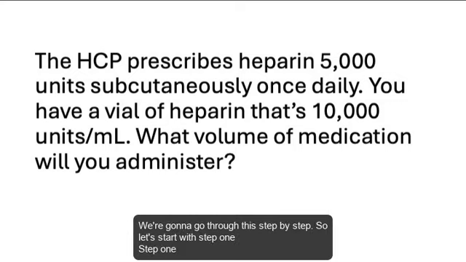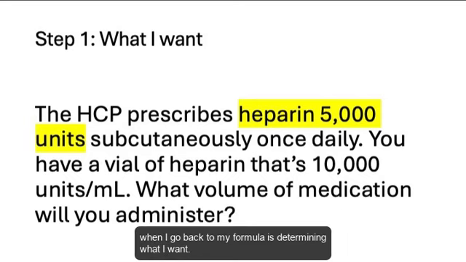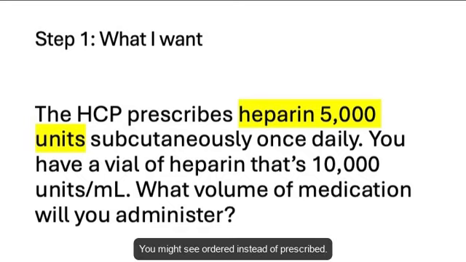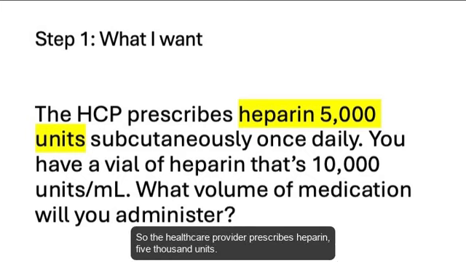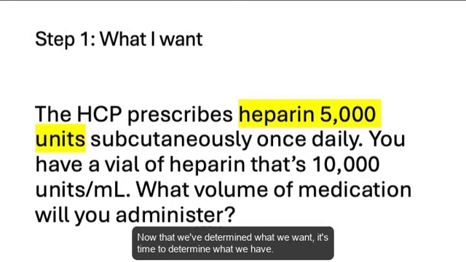So let's start with step one. Step one, when I go back to my formula, is determining what I want. That's all you have to do for step one. When we look at this question, we look at what has been prescribed. You might see ordered instead of prescribed. So the healthcare provider prescribes heparin 5,000 units. That means that what I want is 5,000 units. So again, look for those keywords of prescribes or ordered. That's going to be the dose that you want.